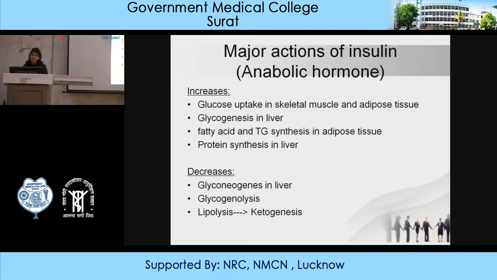It will increase glycogenesis in liver. It will enhance fatty acid and triglyceride synthesis in adipose tissue and protein synthesis in liver. So basically this is all anabolic action, so it is an anabolic hormone, and its prime action is to clear out glucose from the circulation and divert it to the different tissues, right? So it will decrease gluconeogenesis in liver, which is formation of the glucose from other than the carbohydrate source, which is fat and protein. And it will also decrease glycogenolysis and lipolysis.